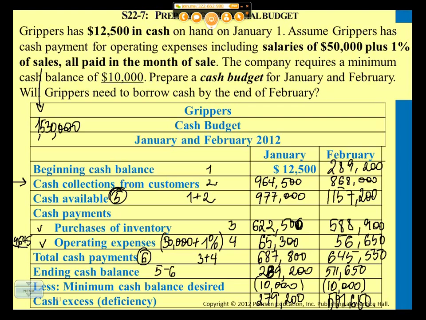So let's look at the second one. I have a quick question. Why do you keep subtracting 10,000 if you already knew the minimum balance? It's just for us to see whether it's an excess or deficiency. You don't have to, right? You want to have at least 10,000, so this is like a check mark for you. Do I have enough or do I not have enough? It was just a total of 9,000. That's why when I'm using my ending cash balance for February, I'm disregarding it.